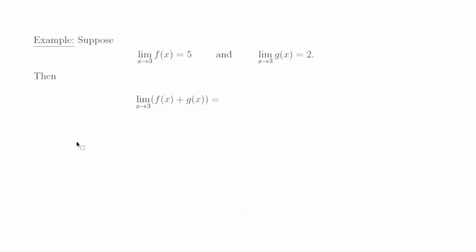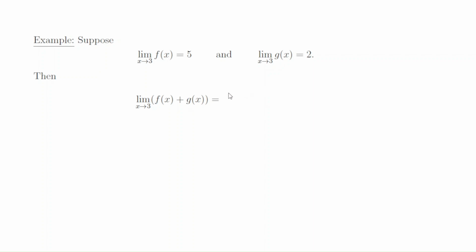So suppose we have a function f where we don't know anything about the function in terms of its formula, but we do know that the limit as x approaches 3 of f of x is 5, and the limit as x approaches 3 of g of x is 2. Well, what's the limit as x approaches 3 of f of x plus g of x? Well, it's going to be 5 plus 2.